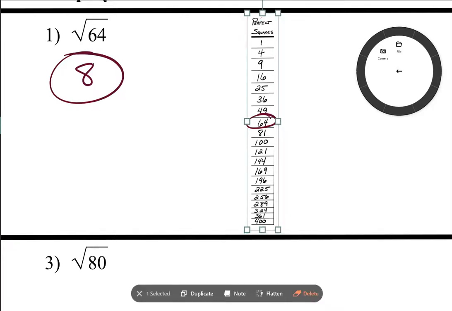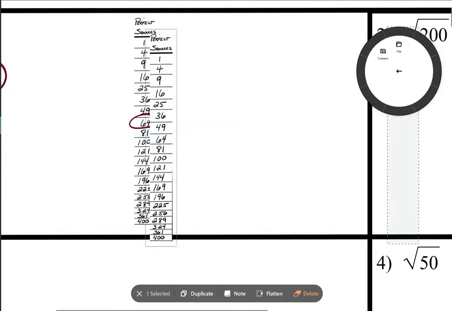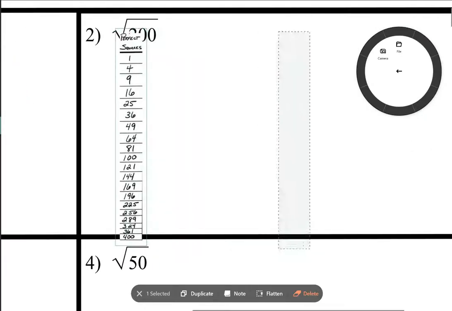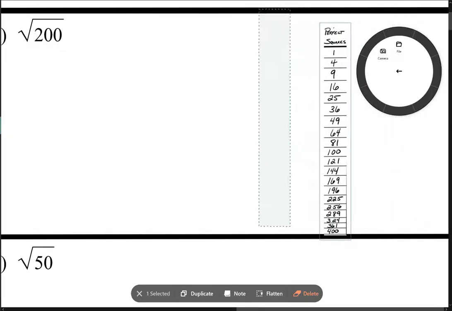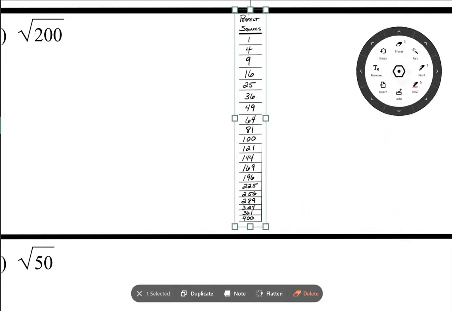No, I don't want to flatten that. Duplicate. And by the way, I haven't changed it yet, but this won't be due tomorrow.